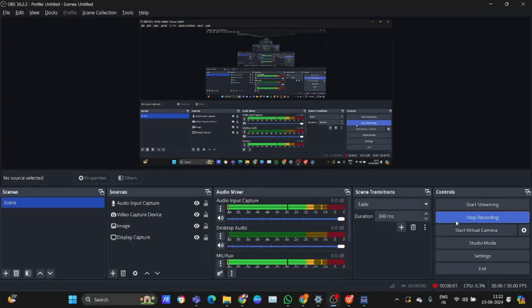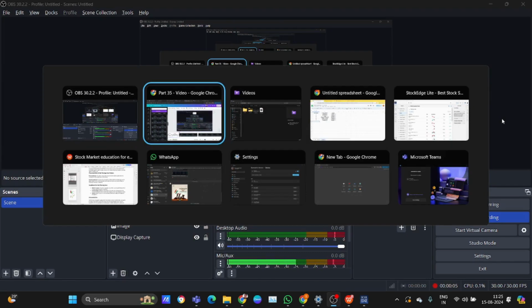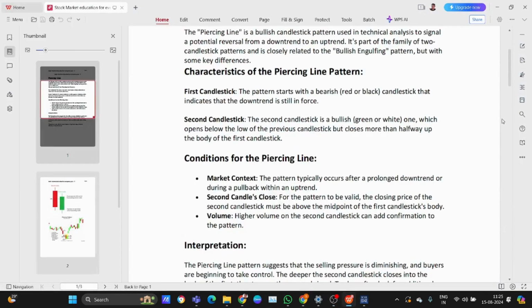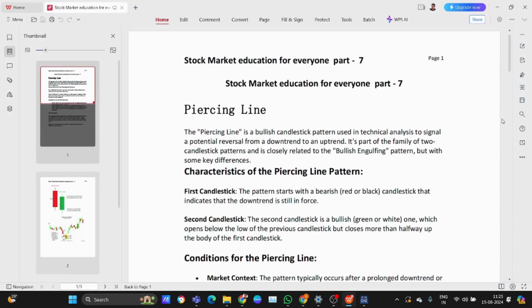In this video, we are discussing what the piercing line candlestick pattern is, its types, body structure, and how to trade the piercing line. The piercing line pattern is very similar to the bullish engulfing pattern, but with a minor difference. Let's see.